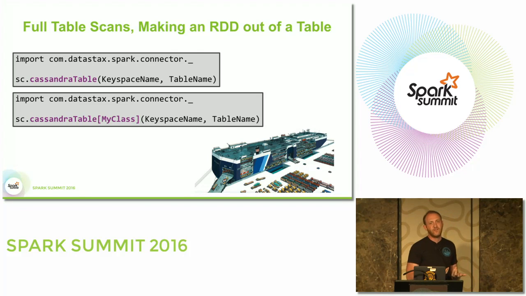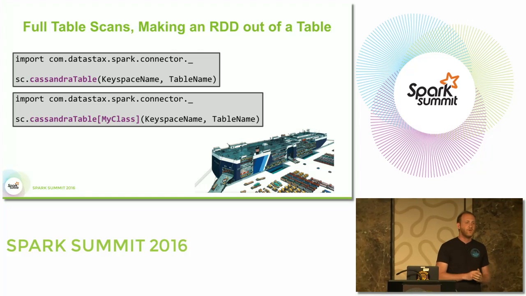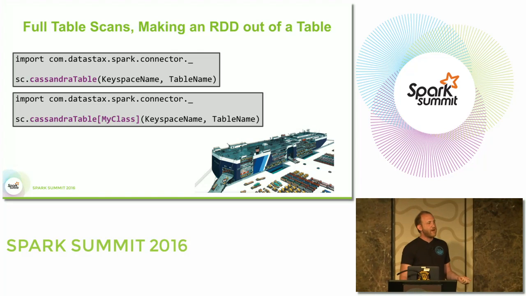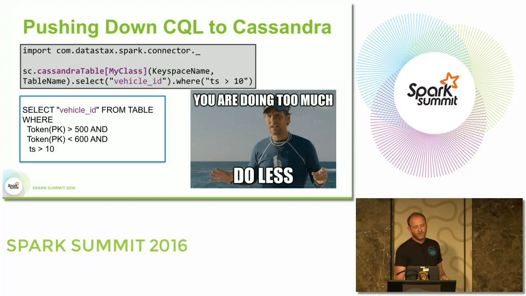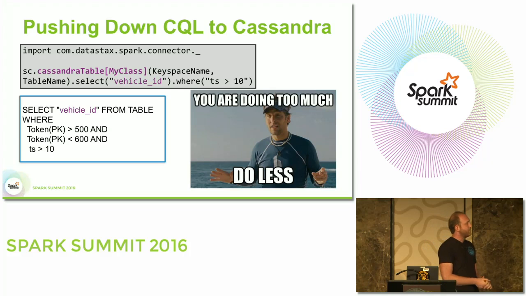So this is all really good, but one of the most important things to know when you're using the Spark Cassandra connector is that reading all of the data out of Cassandra is almost always not the right thing to do. You really want to limit the amount of data that you're pulling out of the database as much as you can to answer the problem that you're currently trying to solve. And for that, we offer two different little functions that allow you to push down CQL to Cassandra.